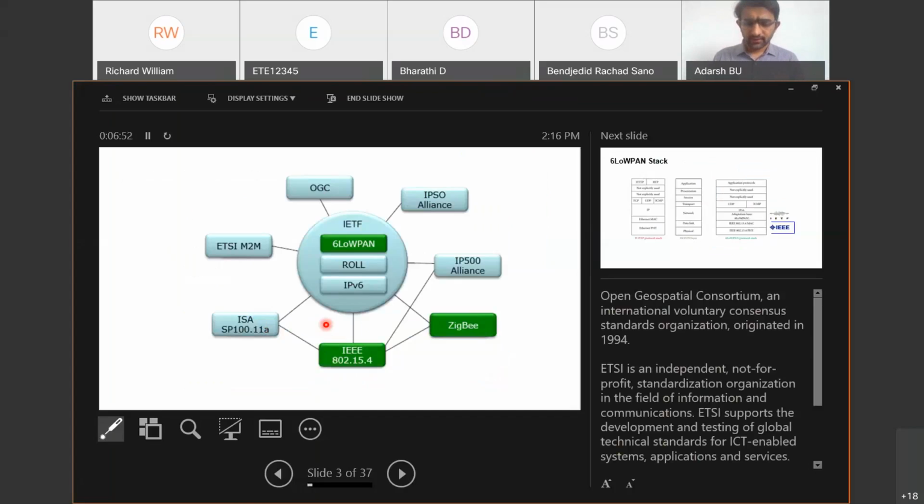So with 6LoWPAN, IPv6 came into the picture, and the interesting part is how the IETF came up with the 6LoWPAN working group. I'm not sure how many of you are aware of the IETF, so let me tell you about it. IETF is a working body under the Internet Society. That body is called the Internet Engineering Task Force, and it is purely technical.